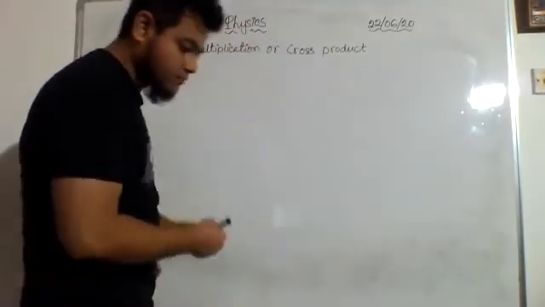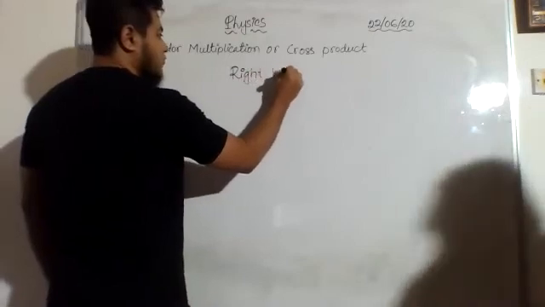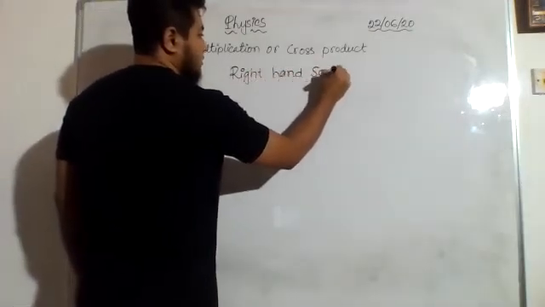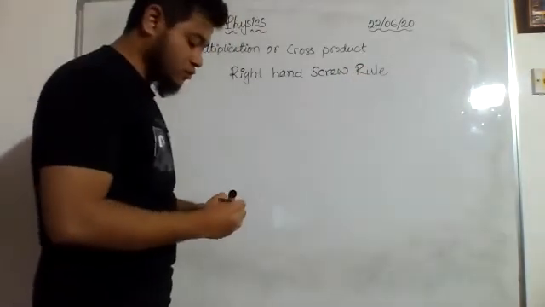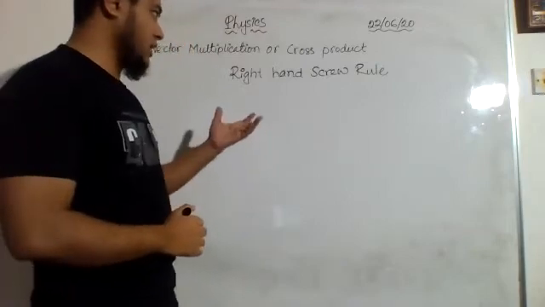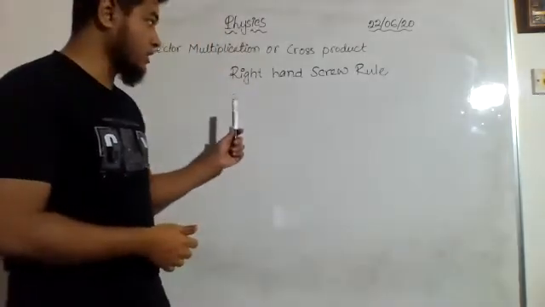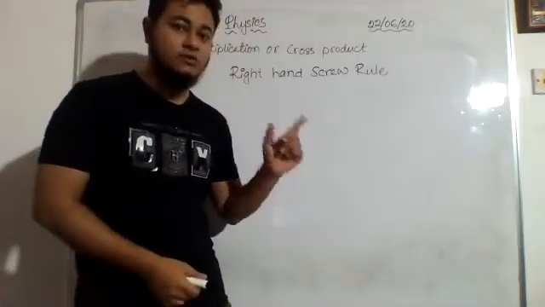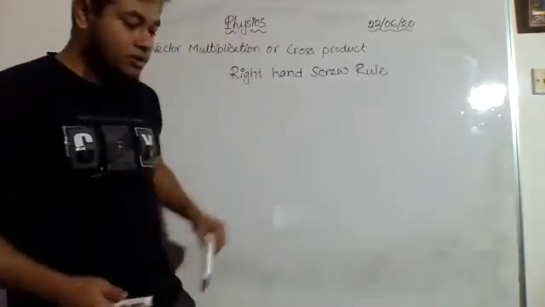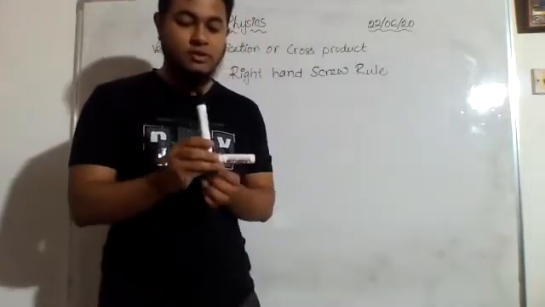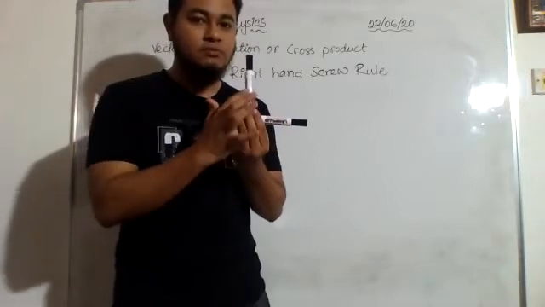One more thing here. Before I explain how to find out the magnitude of the resultant vector, I want to tell you that we have to consider the direction also, right? So how to find out the direction of the resultant using the right hand screw rule? Actually on the board it is a little bit difficult to explain, so I will be explaining in this way. See, let us say this is A vector, this is B vector.